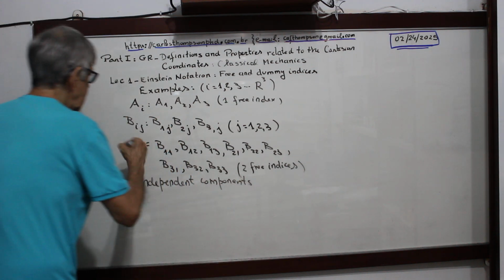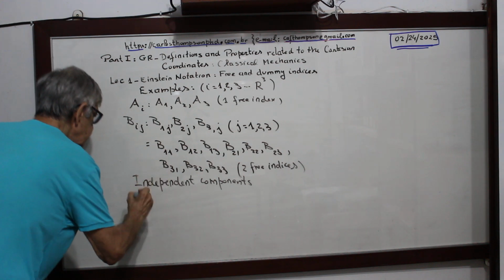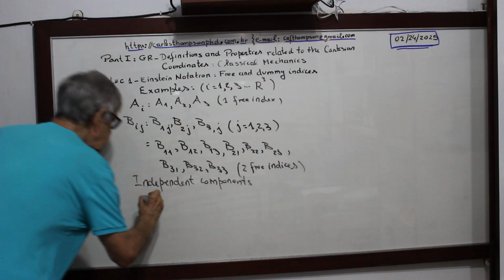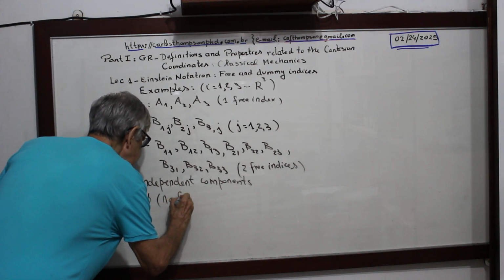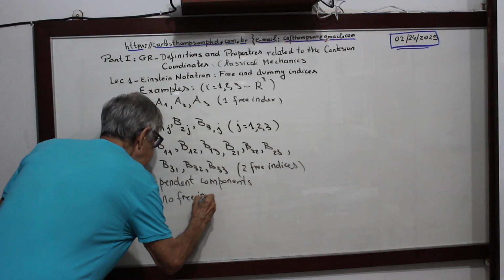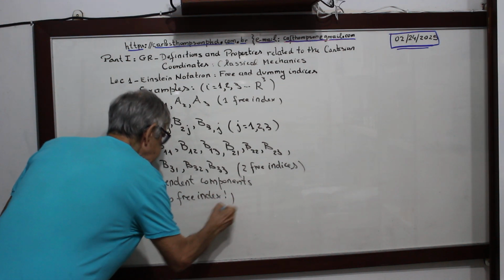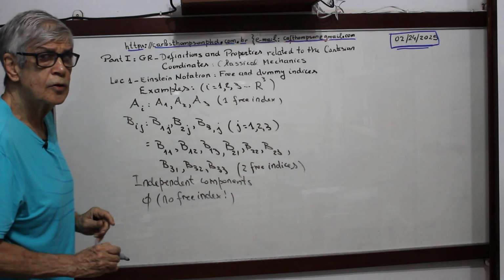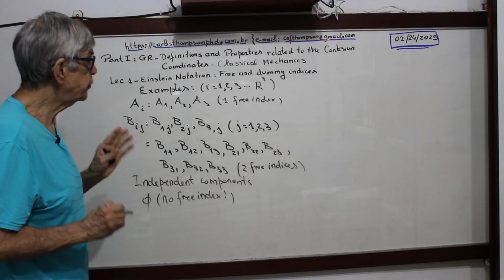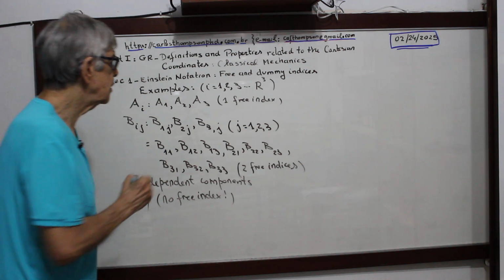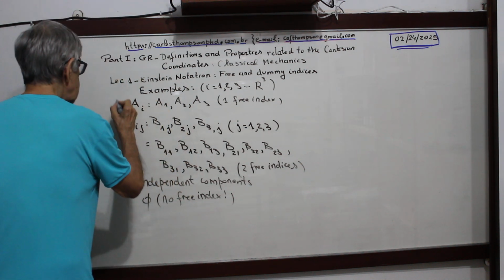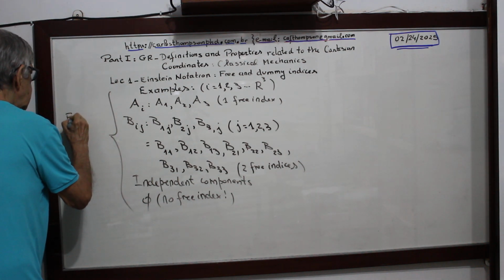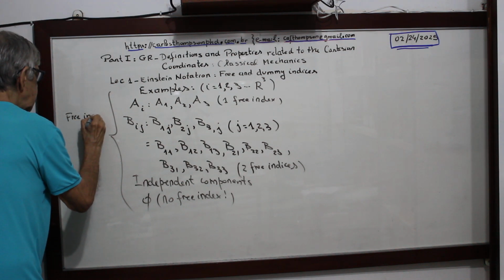Now, suppose I have a function phi. Here there is no free index. No free index. Now we're going to learn about dummy indices. All the examples here I call free indices.